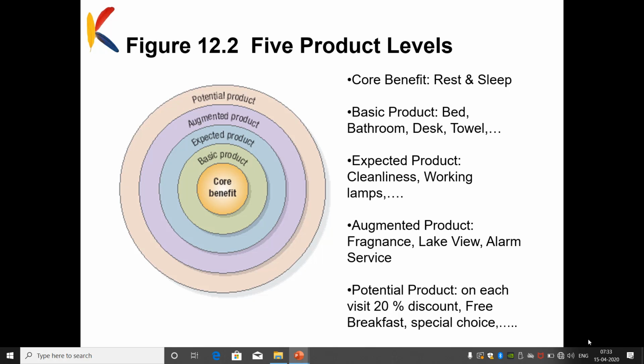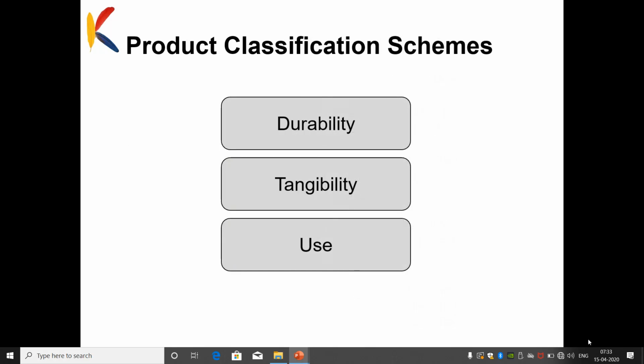Now we are going to learn about classification of products, right? There are a variety of classifications through which we can do that, but here we are restricting it to 3 particular categories. One is durability and tangibility, and second is usage, whether the product is for consumer use or for industrial use. So let us quickly learn that.